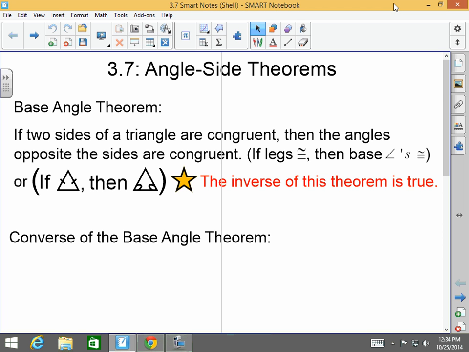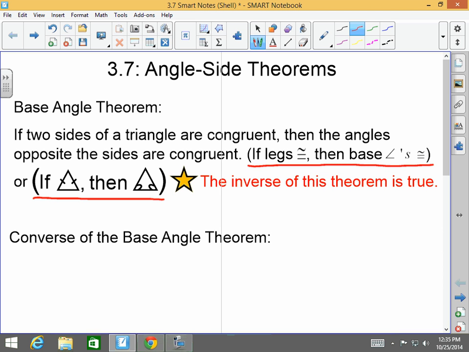The base angle theorem simply states that if two sides of a triangle are congruent, then the angles opposite the sides are congruent. The shorthand would be if leg is congruent, then base angles congruent. Or if the legs in the triangle are congruent, then the base angles are congruent. You can use either one of these if you like.